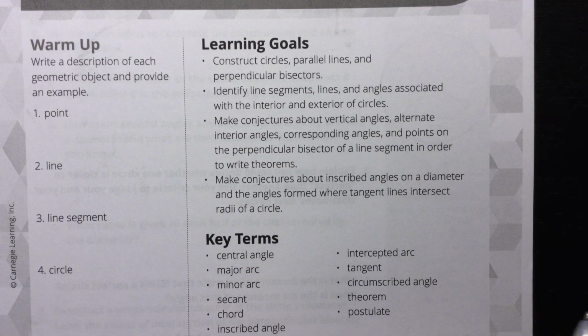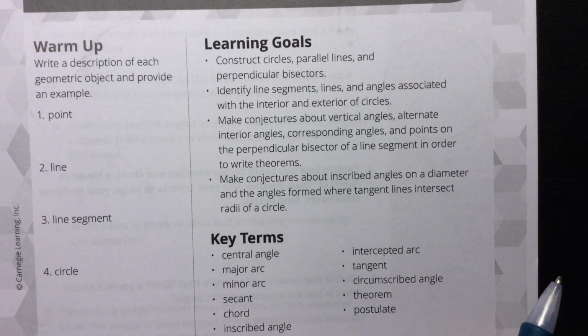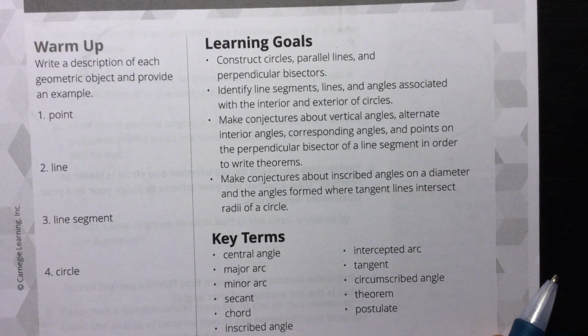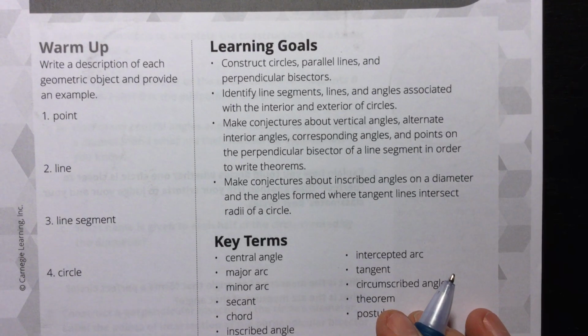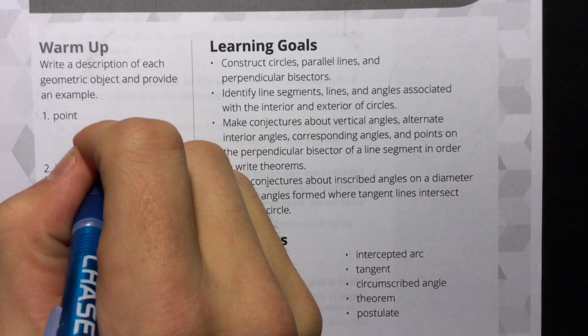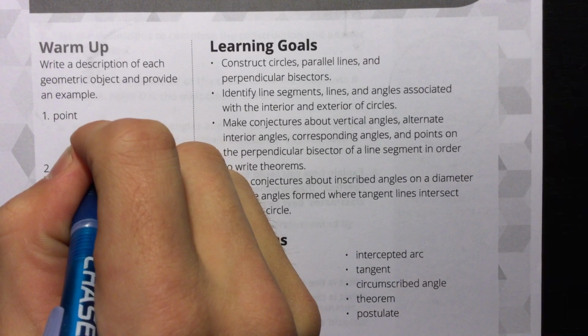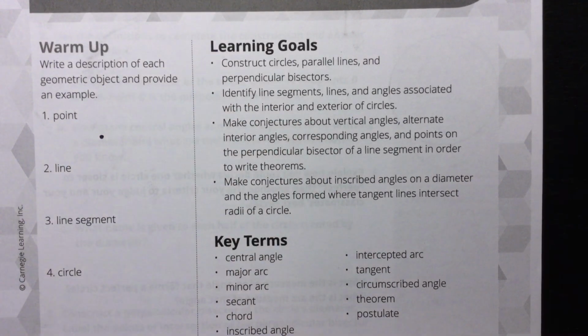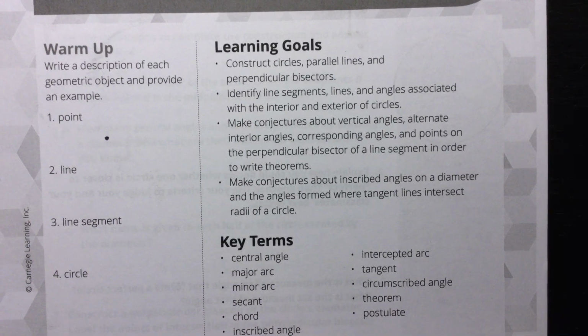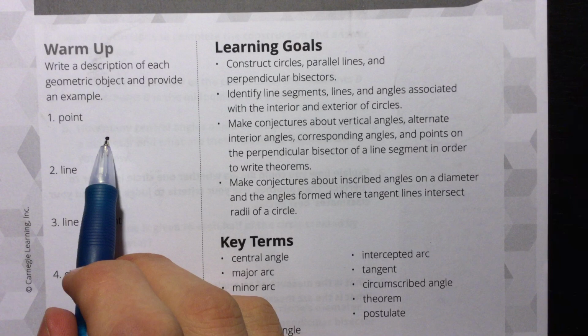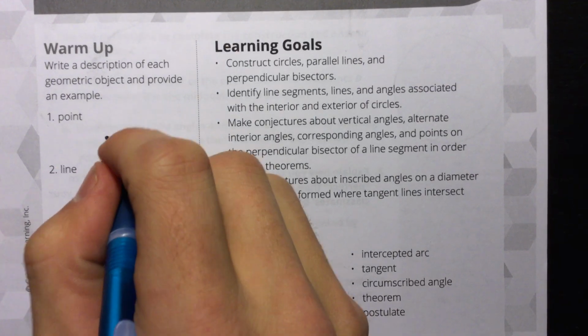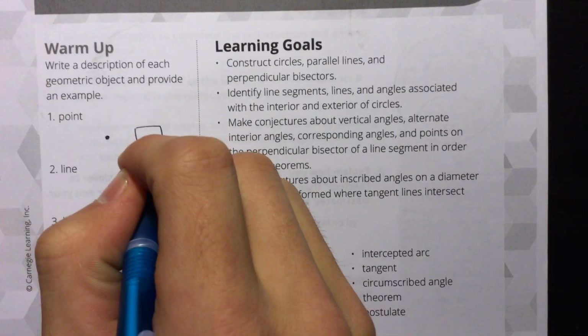Okay, so warm-up. Write a description of each geometric object and provide an example. For this one, I'm going to assume that you all know what a point is. Whether that's on a coordinate plane or just out in space, or whether you're using your finger to point at something, it is a specific spot. And when we talk about geometry, most of the time we're using graph paper or shapes. A point is just any spot on a shape, or in a shape.